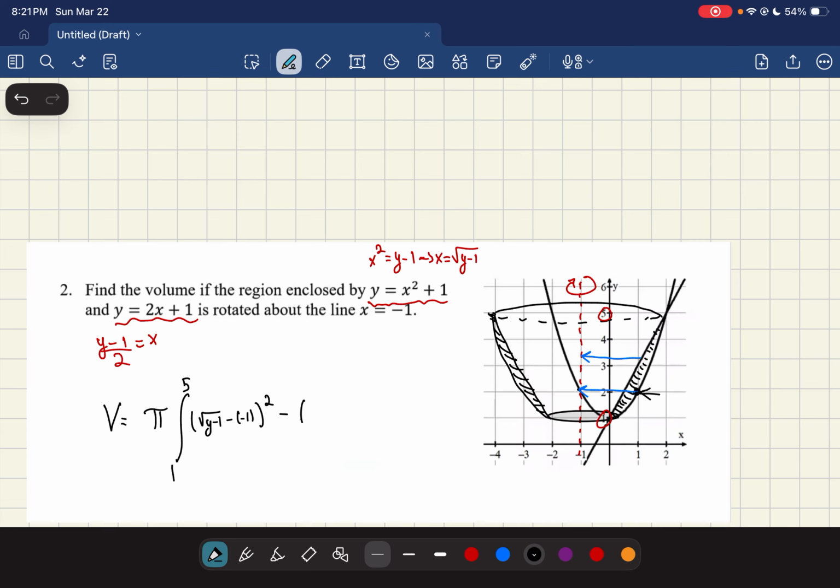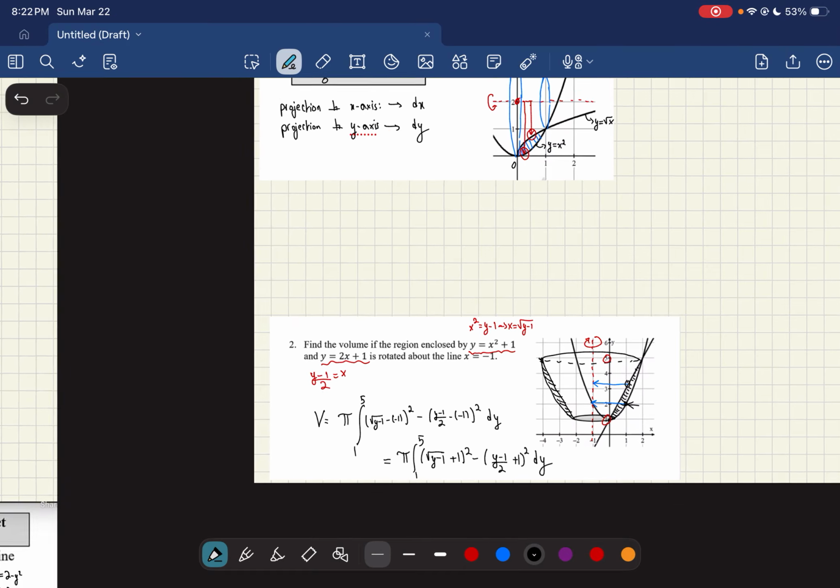And then the small radius is going to be, it's touching the straight line first. So it's going to be y minus 1 over 2, minus 1, all of it to the power of 2 dy. So just let's simplify it a little bit more. 1 to 5. Square root of y minus 1 plus 1 to the power of 2 minus y minus 1 over 2 plus 1 to the power of 2 dy.